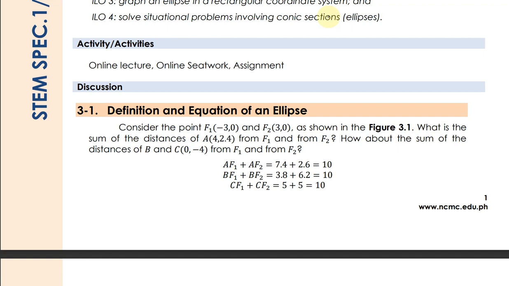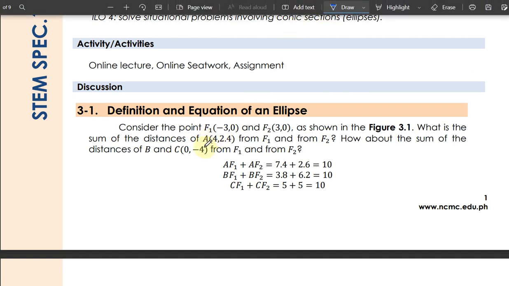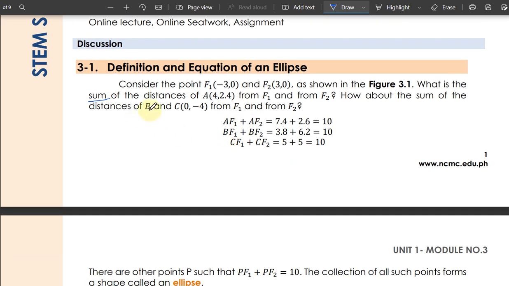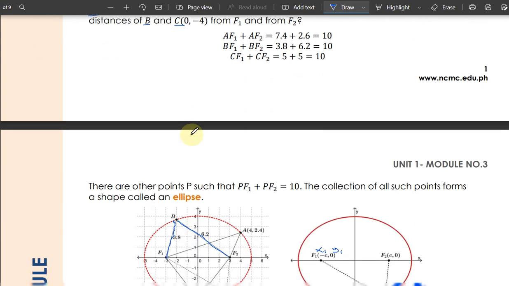We are asked to find the distance from the point A. Point A is located at positive 4 and positive 2.4, so the x coordinate is 4 and the y coordinate is 2.4. We will find the distance from A to F1 and from A to F2. The sum of the distances, meaning the distance AF1 and AF2, we will add. Okay? And also with point B and point C. So here's the figure.